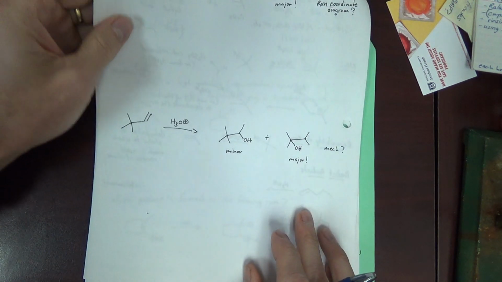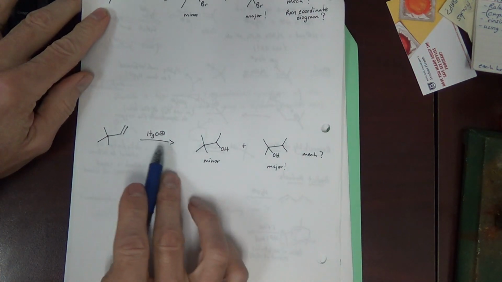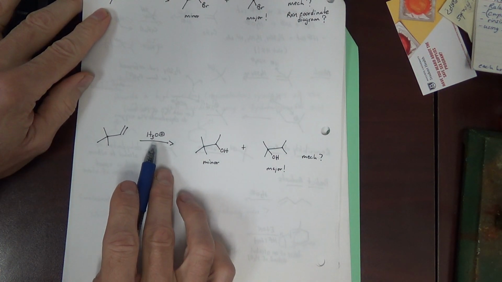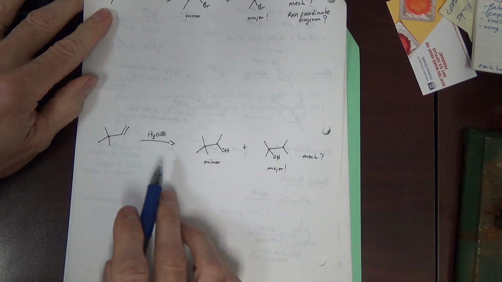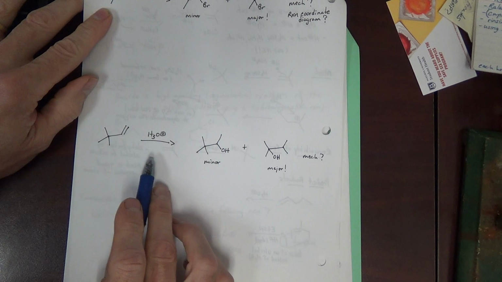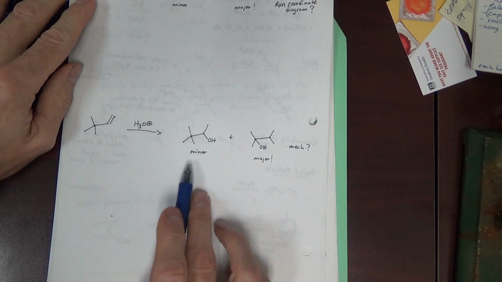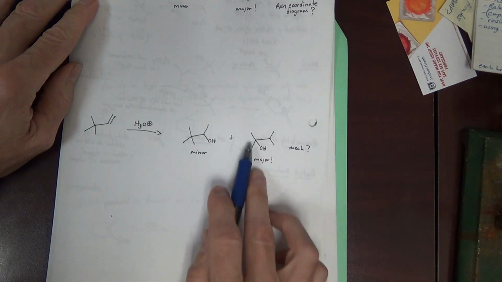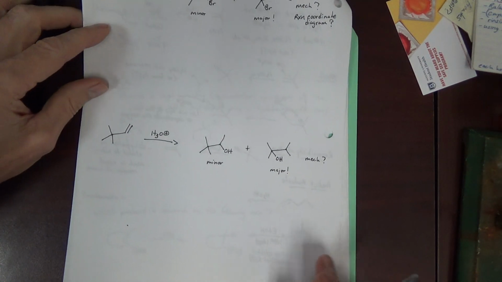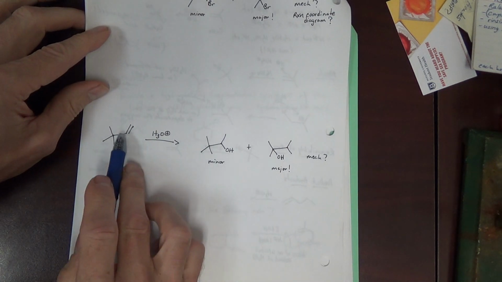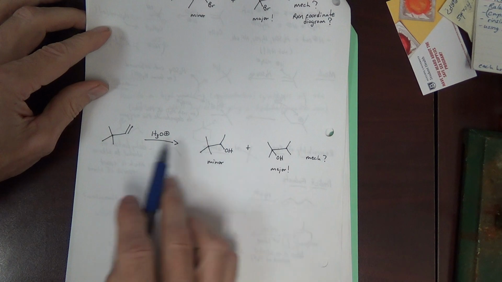Now we've seen hydration reactions before using just aqueous acid. And we know this involves a carbocation intermediate. And actually this reaction we saw before, this anticipated product is actually the minor product here, and we got a major product due to a carbocation rearrangement. So if carbocations are formed, they can rearrange.